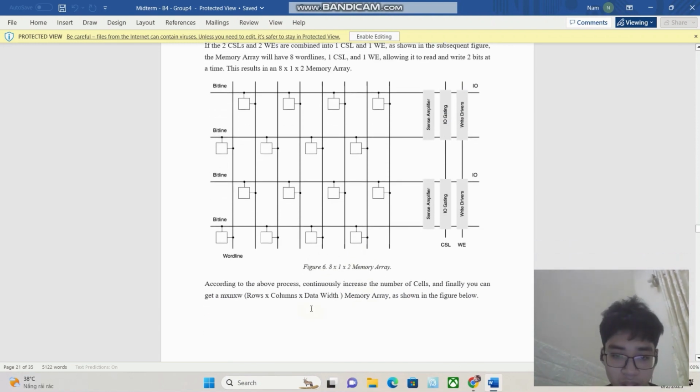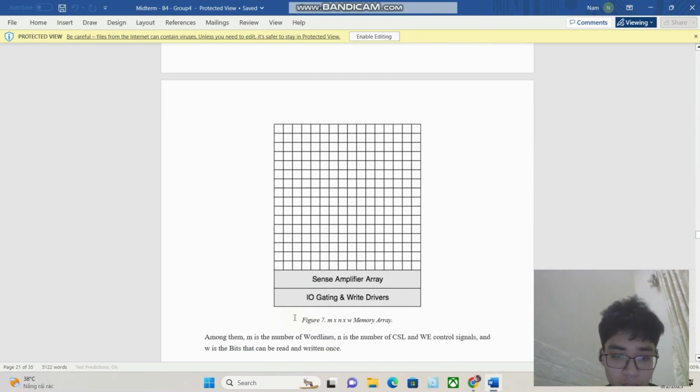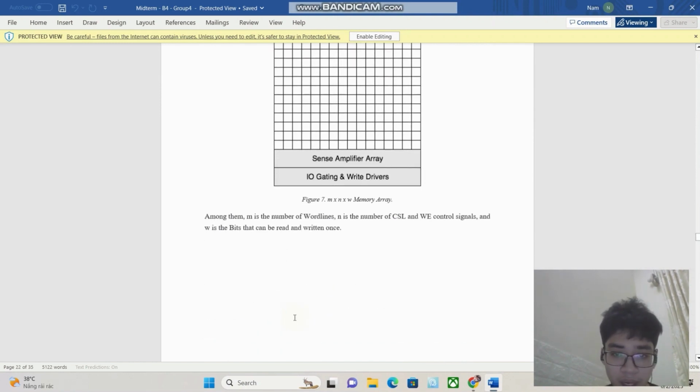According to the above process, continuously increase the number of cells, and finally you can get an M times N times W memory array, which means row times column times data width, as shown in Figure 7. Among them, M is the number of word lines, N is the number of CSL and WE control signals, and W is the number of bits that can be read and written.